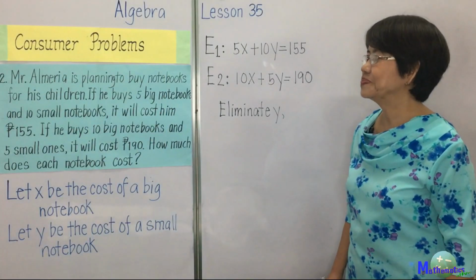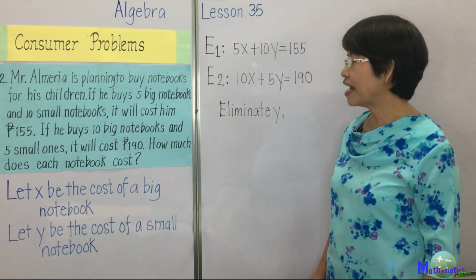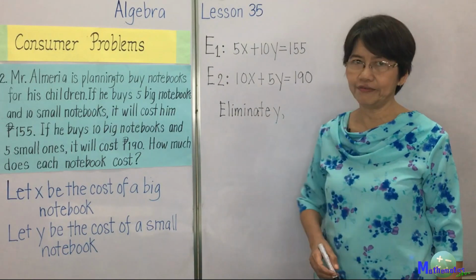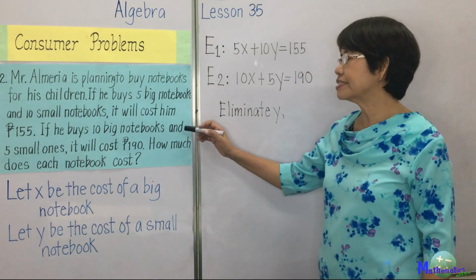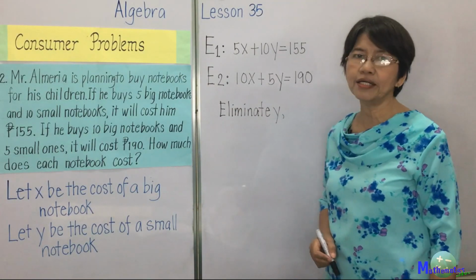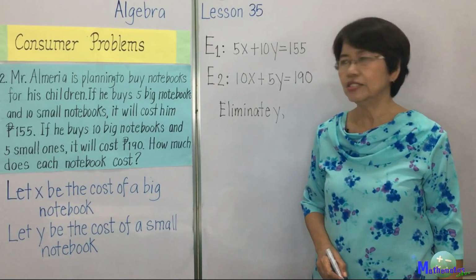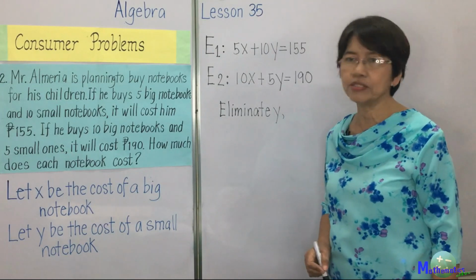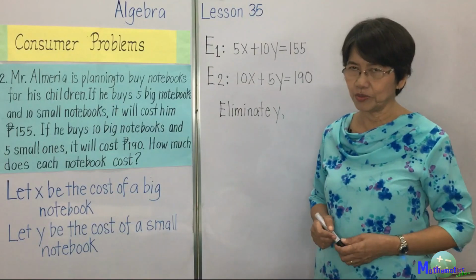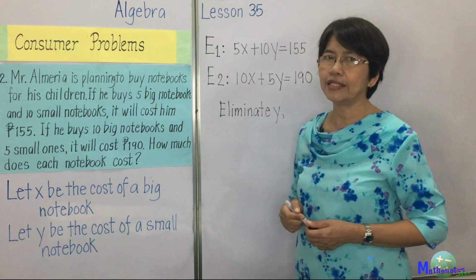Problem number 2. Mr. Almeria is planning to buy notebooks for his children. If he buys 5 big notebooks and 10 small notebooks, it will cost him 155 pesos. If he buys 10 big notebooks and 5 small ones, it will cost him 190 pesos. How much does each notebook cost? So we let x be the cost of a big notebook, and we let y be the cost of a small notebook.